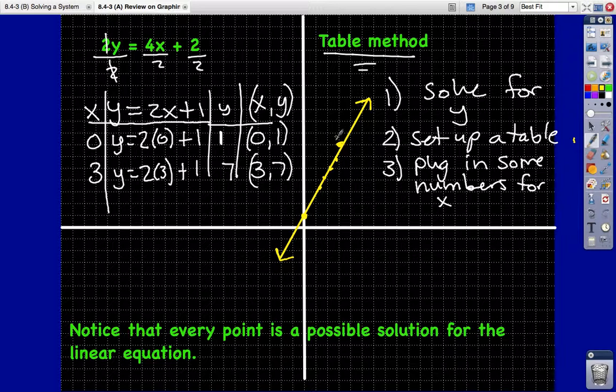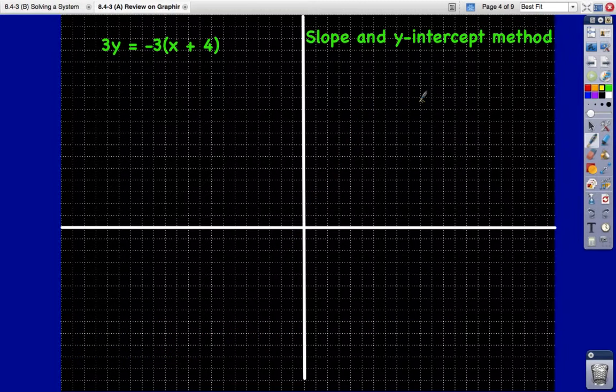So that's all there is to graphing using the table method, okay? The last method here I'm going to show you is my favorite. It's the slope and y-intercept method. But again, the first step in graphing things like this is to solve for y. This is actually even more important because we need that form of y equals mx plus b to graph using the slope and y-intercept method.